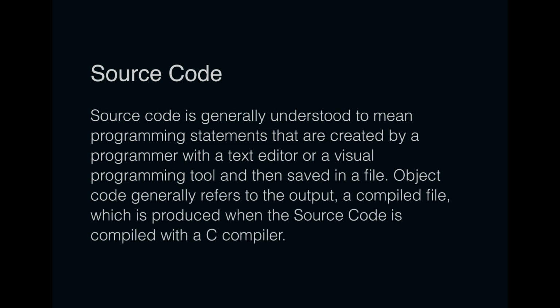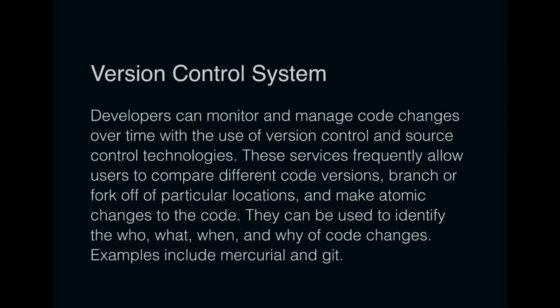What is a source code? Source code is generally understood to mean programming statements that are created by a programmer with a text editor or a visual programming tool and then saved in a file. Let's understand version control system.